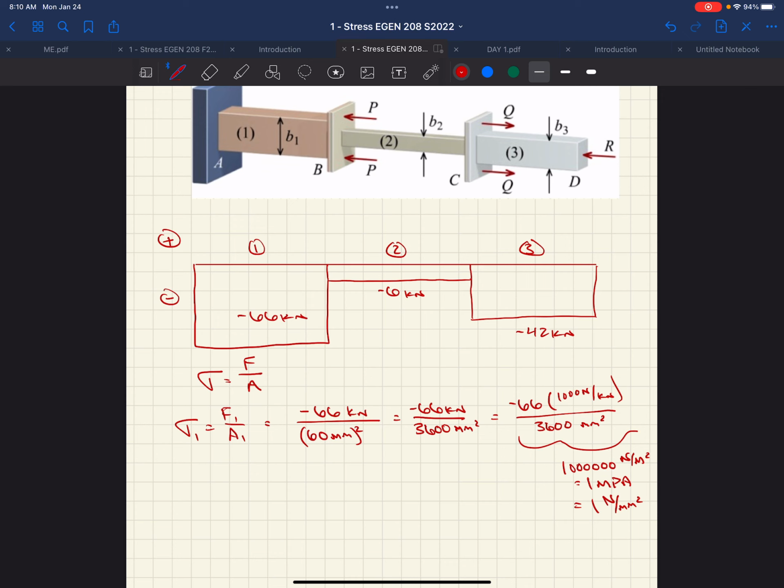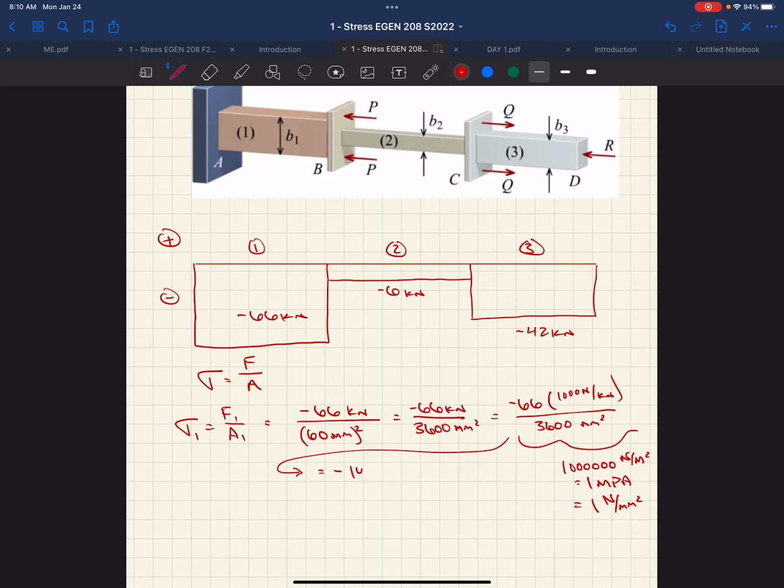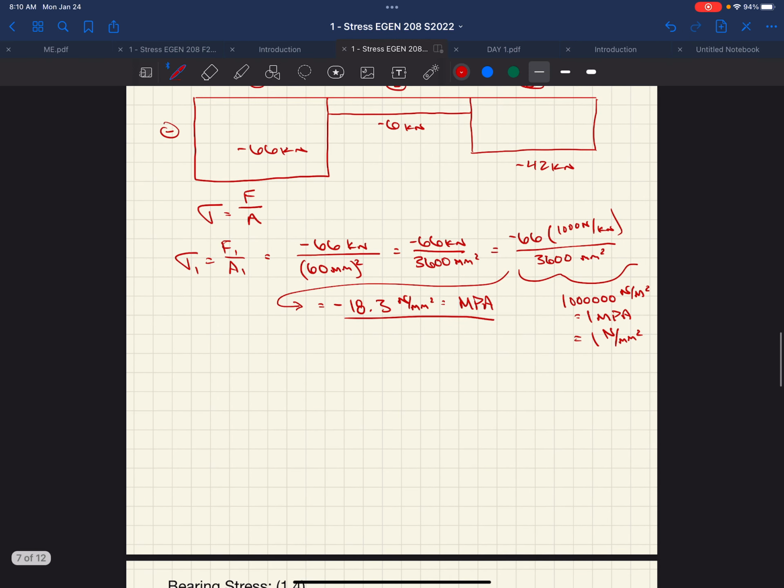So with that being the case, if we run this out, we get negative 18.3 newtons per millimeter squared, which, as I just mentioned, is megapascals. We can follow that through for all of our 3 bars. F2 over A2, we get negative 6 kilonewtons over 400 millimeters squared. I'm going to multiply by 1,000 newtons per kilonewton, and we get negative 15 megapascals.